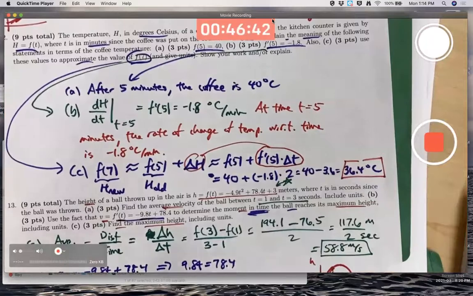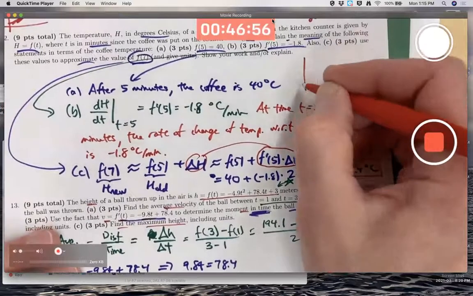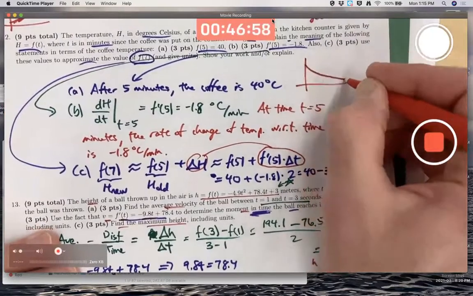It's going down by 1.8 degrees Celsius per minute. Over 2 minutes, it goes down by about 3.6 degrees Celsius, 2 times 1.8. That's what we've just used there. It's not exact because the true graph is concave up. It's an exponential decay.